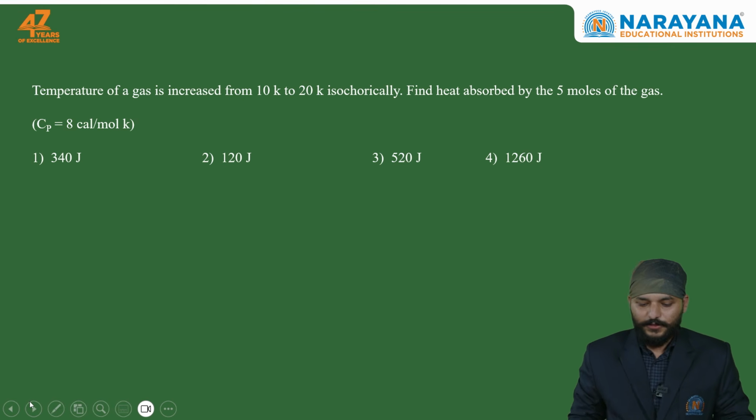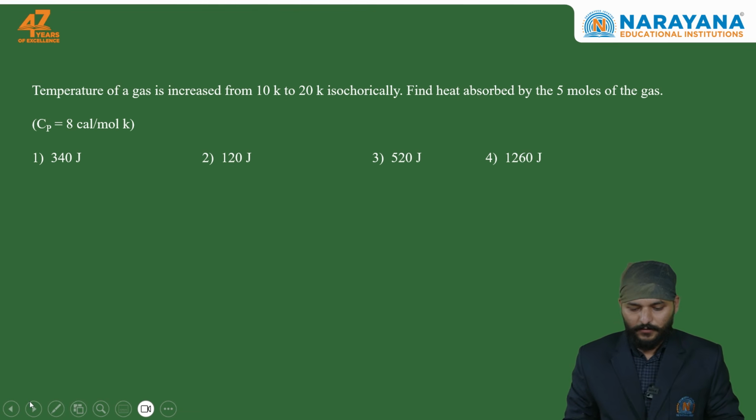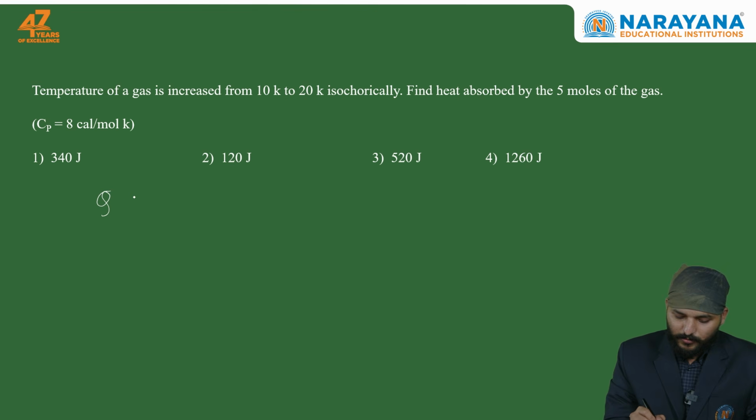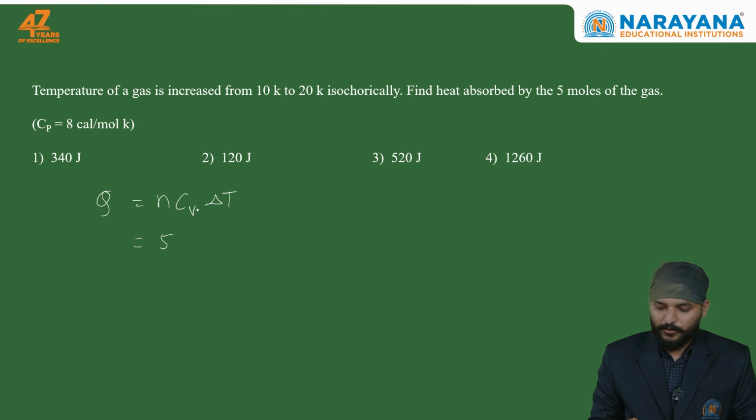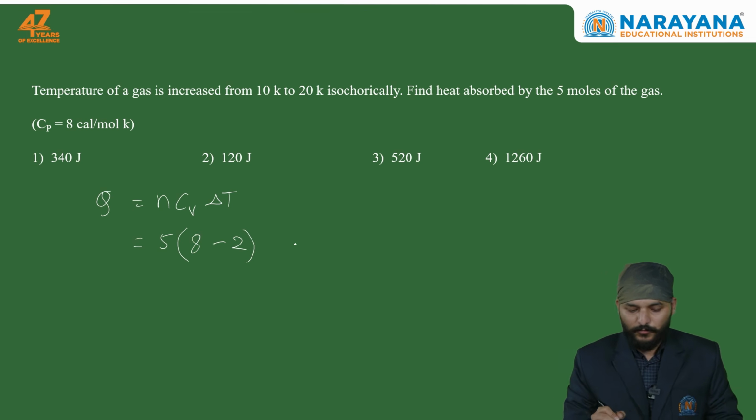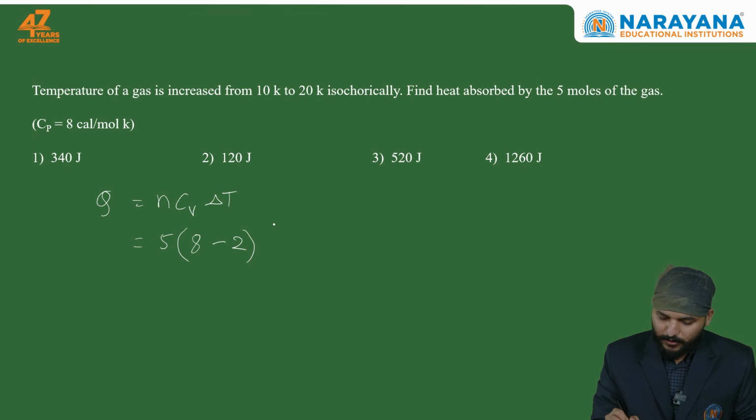The temperature of a gas is increased from 10 Kelvin to 20 Kelvin in an isochoric process. We need to calculate the heat that is absorbed. So heat absorbed in an isochoric process is n C V delta T, where C V is the molar specific heat at constant volume. The number of moles is given here, 5. C V is not given, but C P is given in calorie per mole Kelvin, which is 8. So you can write this as C P minus R, which is 8 minus R, and the R value is close to 2 in calorie per mole Kelvin units, and delta T, the temperature has been increased by 10 Kelvin, so 10 here.